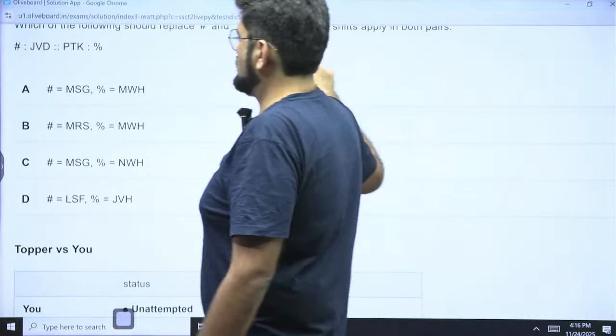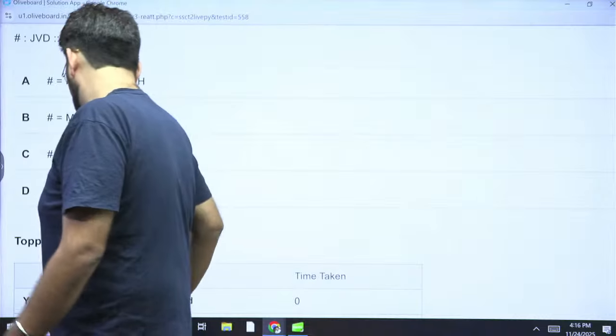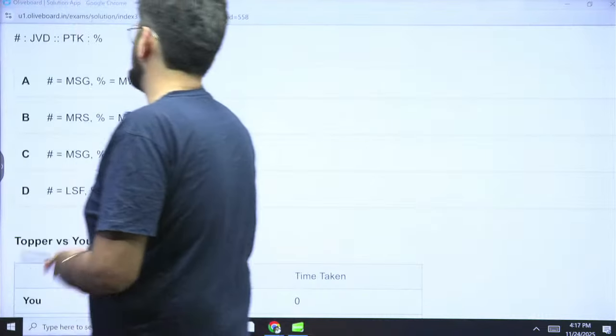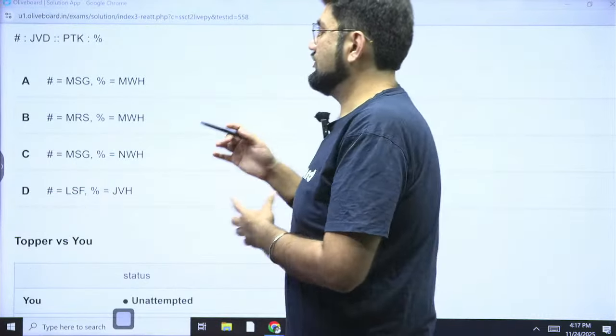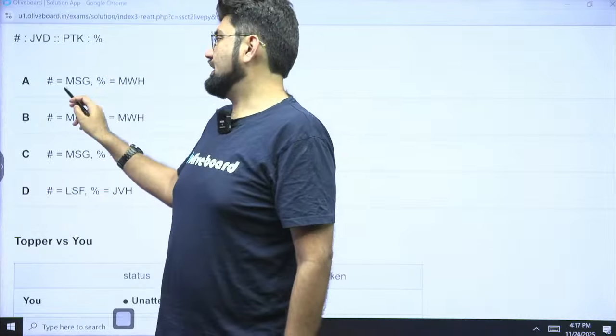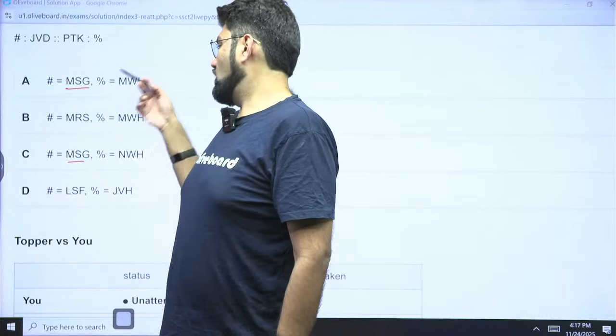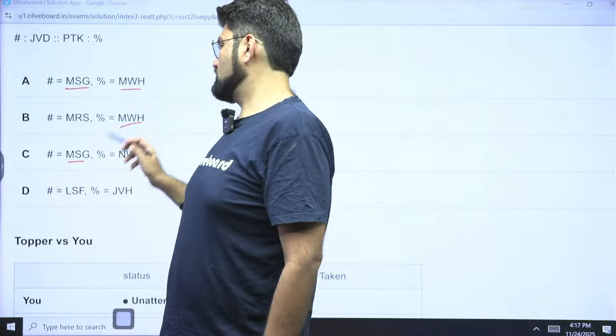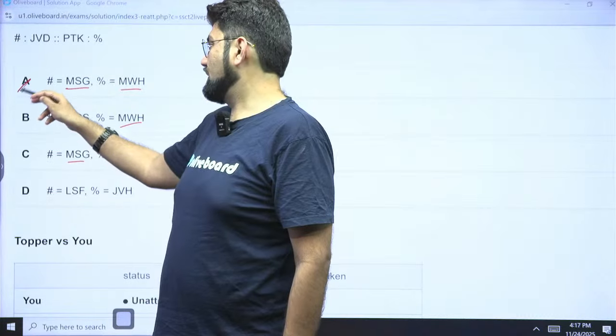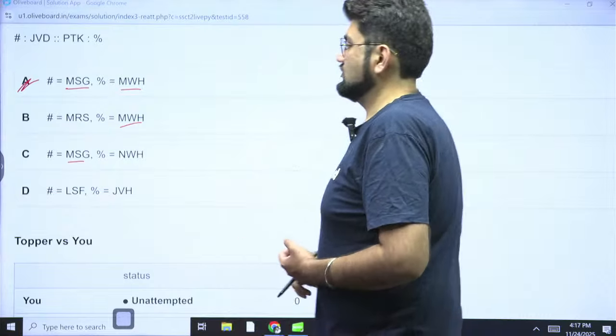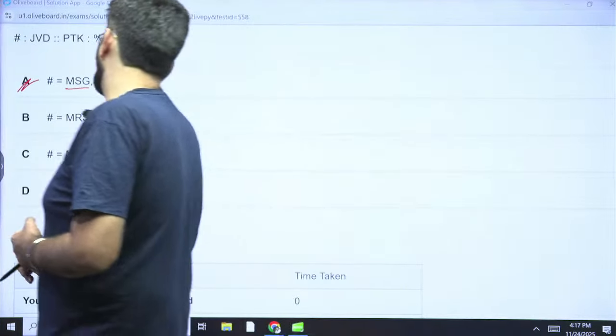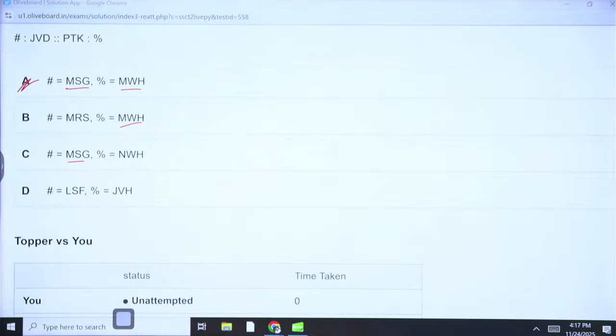Okay, favorite question of SSC in terms of analogy. Let's solve this. So our primary technique always, either you pick it up from the left side, MSG is completely common, or you pick it up from the right hand side, MWH is common. I am predicting that this is going to be my answer, but let's observe. Okay, probably, yeah, I think so. Let's see. So I think we will use this.